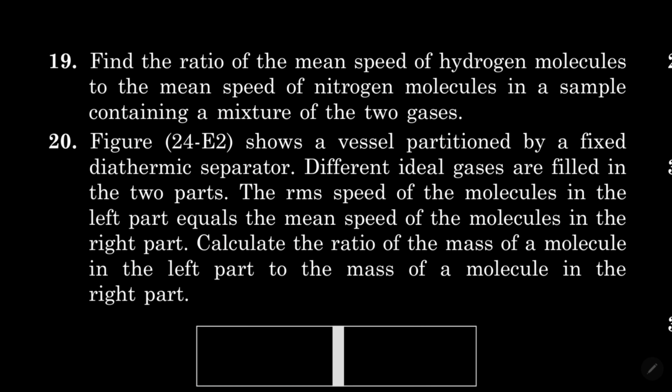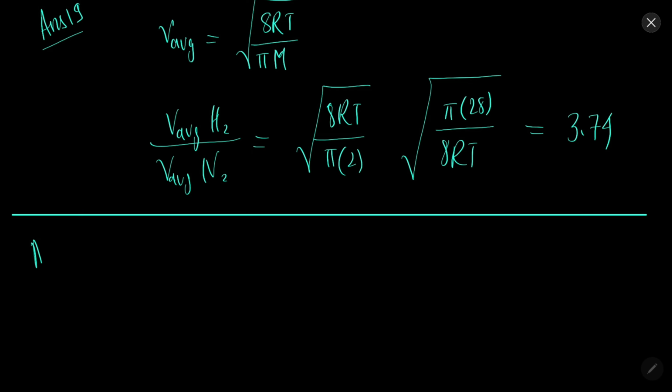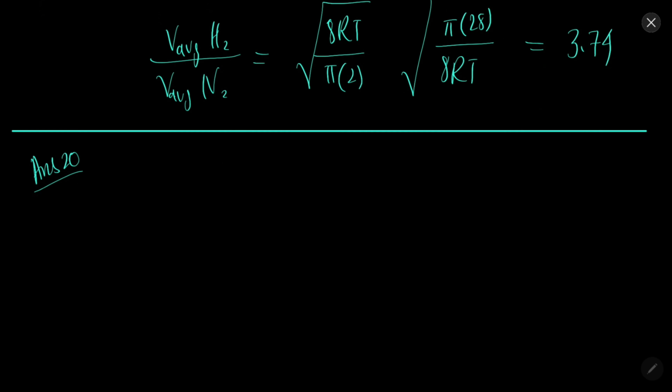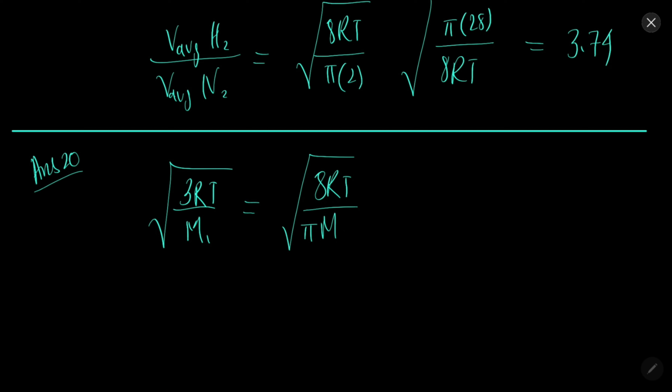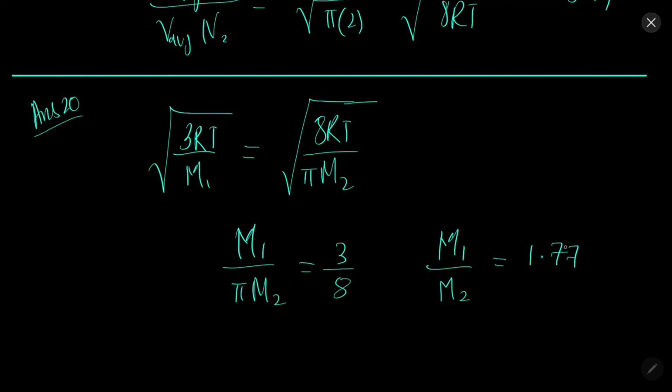In question 20, we need to calculate the ratio of the mass of a molecule in the left part to the right part. Solution 20. So 3RT over m1, 8RT over pi m2 by the given things. So m1 over pi m2 will be 3 by 8, m1 over m2 will be 1.1775.